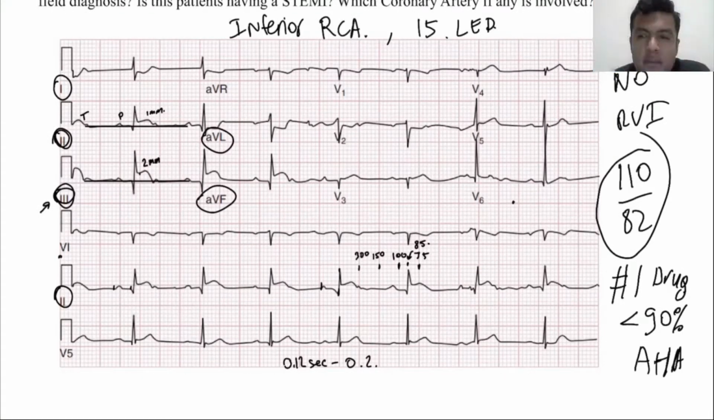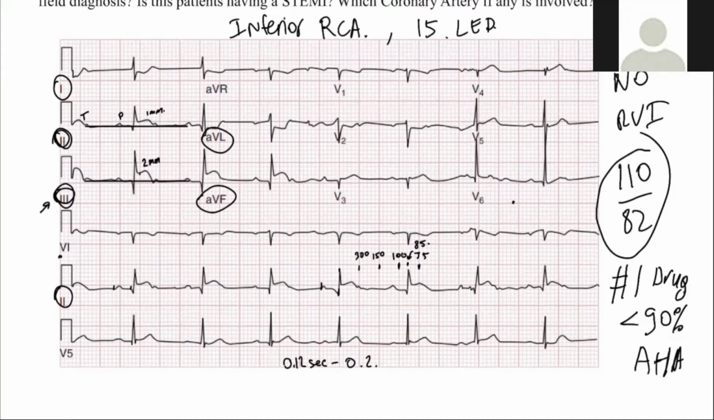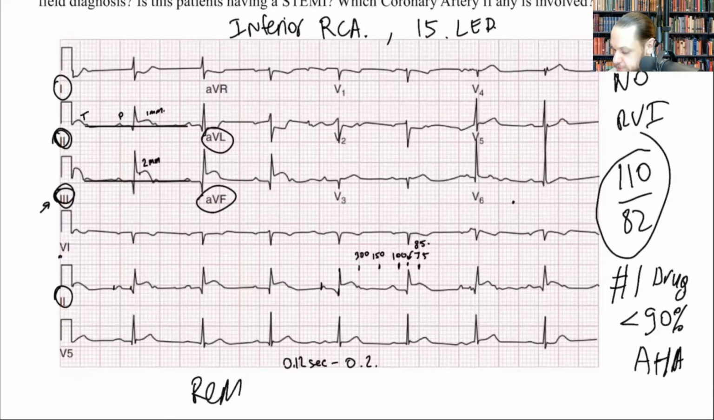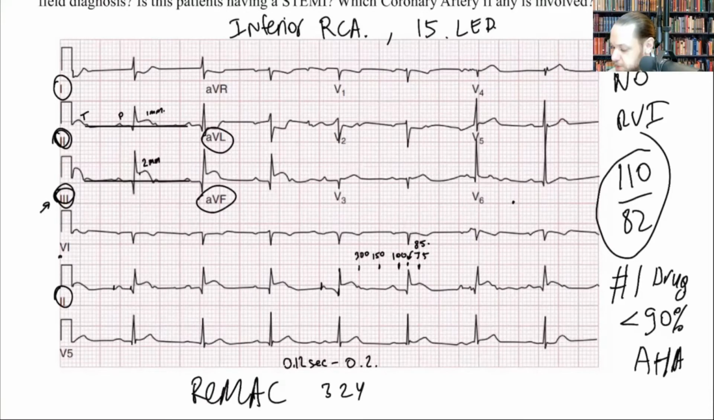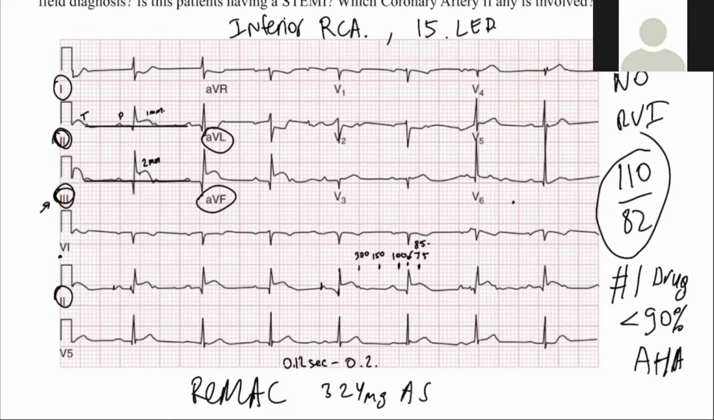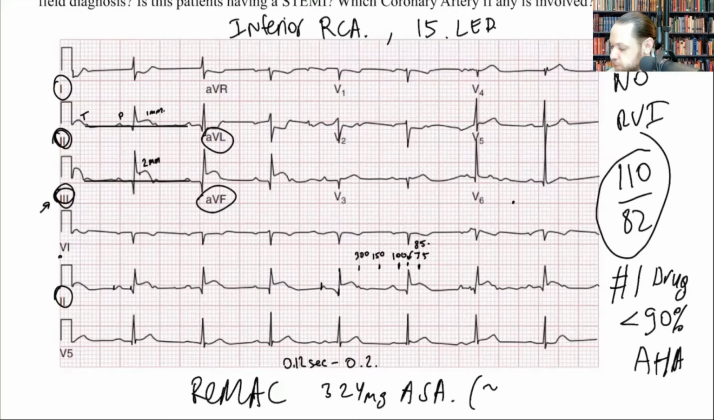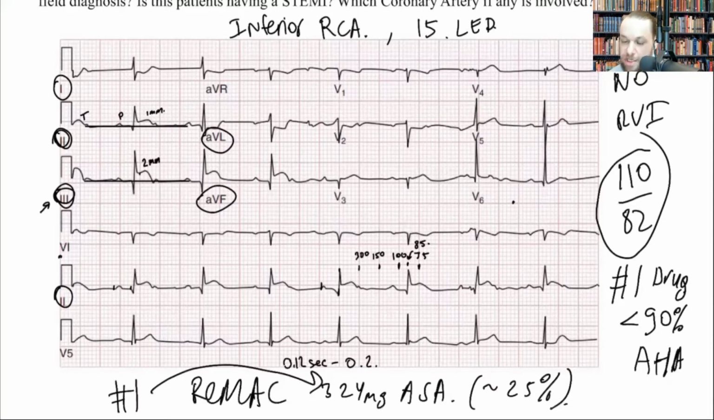Aspirin. Aspirin, how much? 162. So per your protocol, use your REMAC protocol. 324 milligrams. Aspirin, right? And this is the only drug that reduces mortality by about 25%. So this is the number 1 drug I give after making sure that pulse ox is less than 90. I give oxygen first, then I give my aspirin.